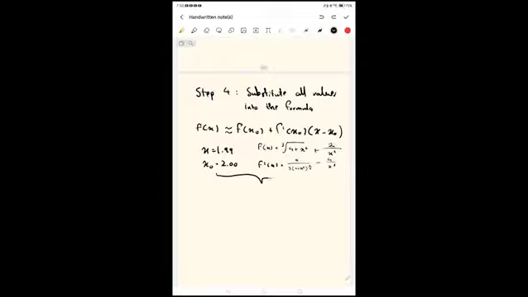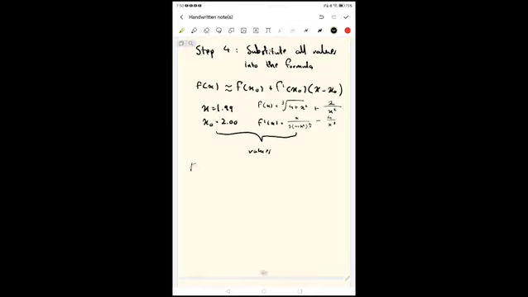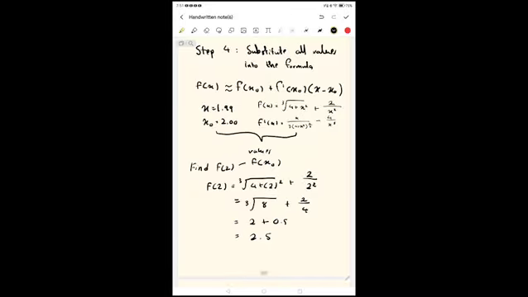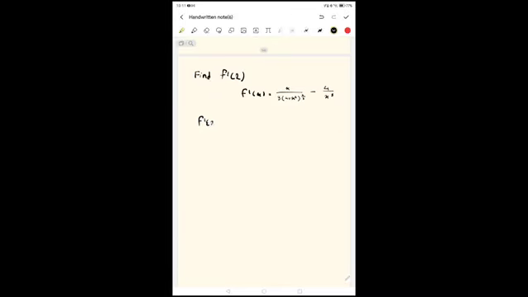For the fourth step, we have to substitute the values into the formula. First, we find f(x naught) by using f(2), substituting 2 into our original function. This simplifies to the cube root of 8, which is 2, plus 2 over 4, which is 0.5, which finally equals 2.5. Next, we can find f prime of x naught by substituting 2 into f prime.